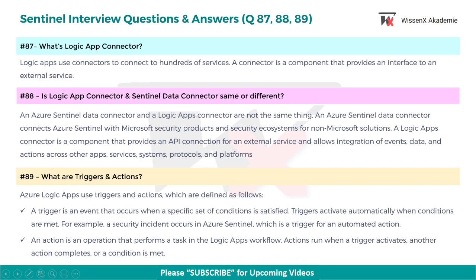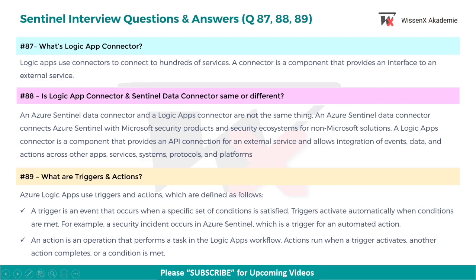Next, is a Logic Apps connector and a Sentinel data connector the same or different? An Azure Sentinel data connector and a Logic Apps connector are not the same thing. An Azure Sentinel data connector connects Azure Sentinel with Microsoft security products and security ecosystems for non-Microsoft solutions. A Logic Apps connector is a component that provides an API connection for an external service and allows integration of events, data, and actions across other apps, services, systems, protocols, and platforms.